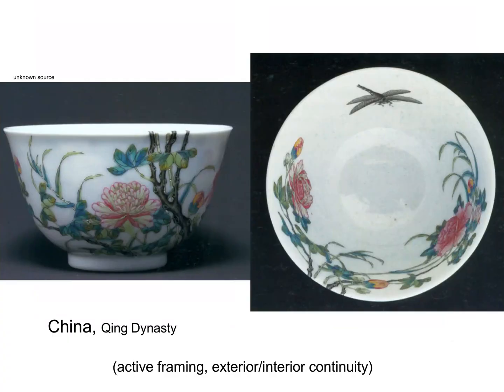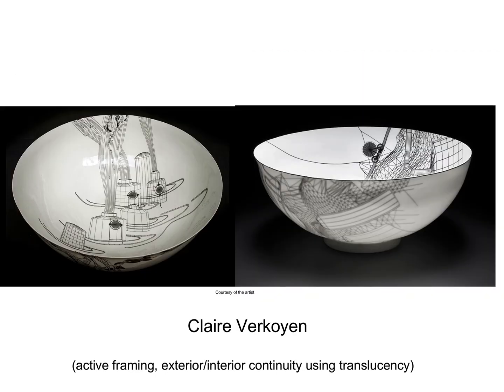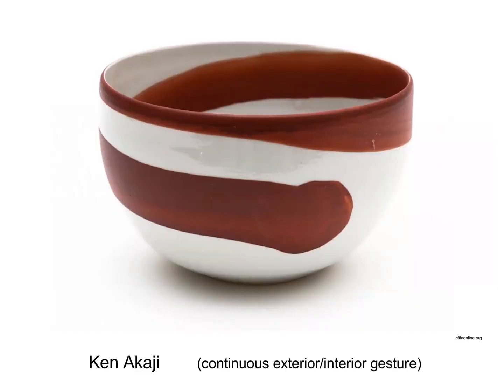So I have multiple examples of all kinds of ways images come in relation with an object, and this is active framing, where the image continues from the exterior to the interior of the form, and it creates a wonderful continuity within our experience of the object. And many contemporary artists work with similar ideas. Here in the case of Claire Vercoyen, active framing and exterior-interior continuity using translucency. The object is so very thin that the image inside is seen on the outside through the translucency of the material. You can have continuous exterior-interior through a gesture where a brushstroke starts on the outside of the object and moves in a spiral into the interior and carries your eye and your whole body within the space of the interior of the bowl.